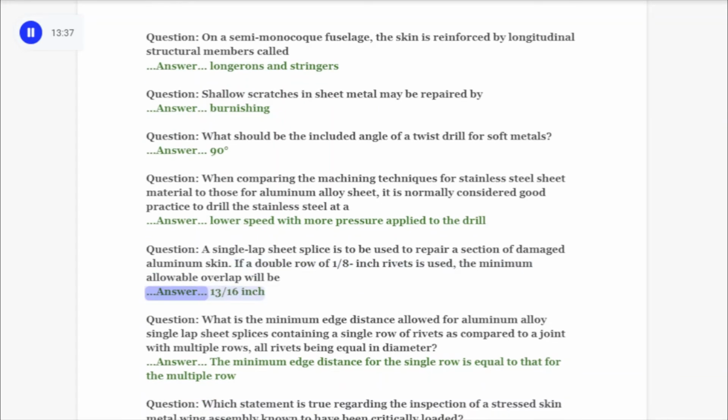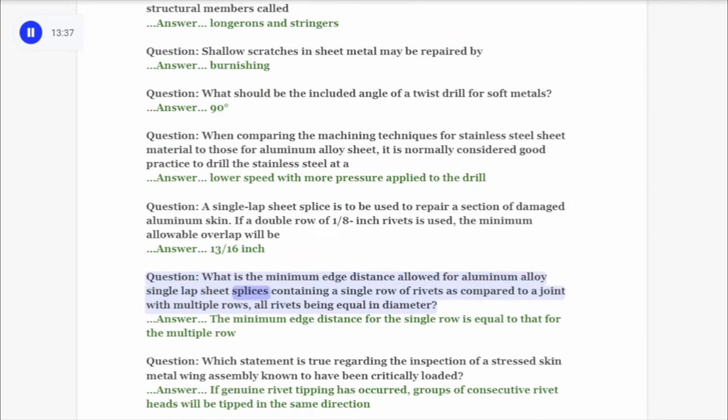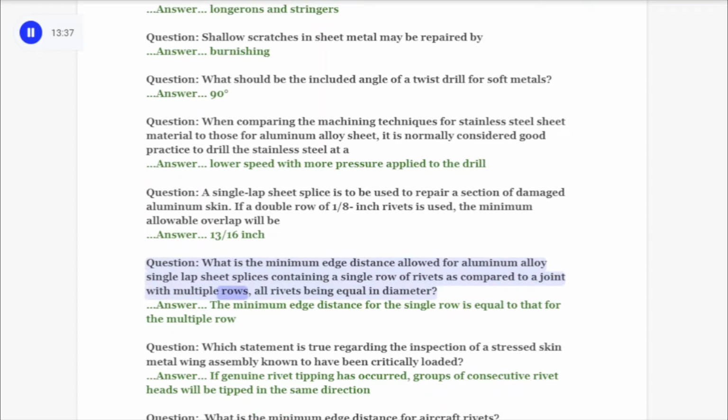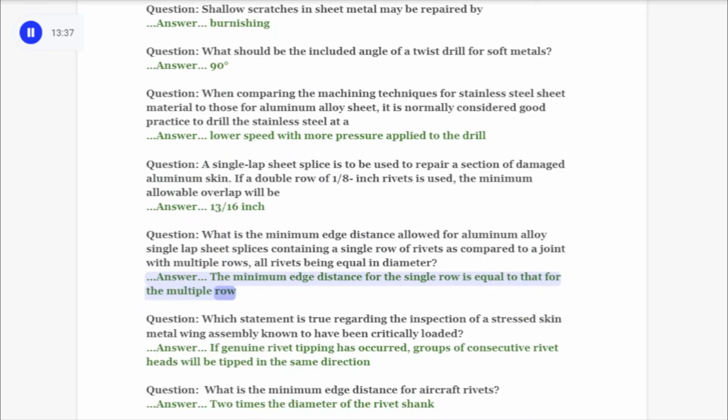Answer: 13/16 inch. Question: What is the minimum edge distance allowed for aluminum alloy single lap sheet splices containing a single row of rivets as compared to a joint with multiple rows, all rivets being equal in diameter? Answer: The minimum edge distance for the single row is equal to that for the multiple row.